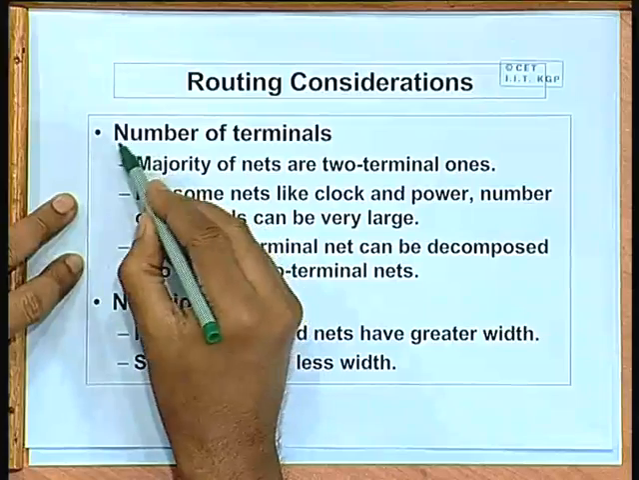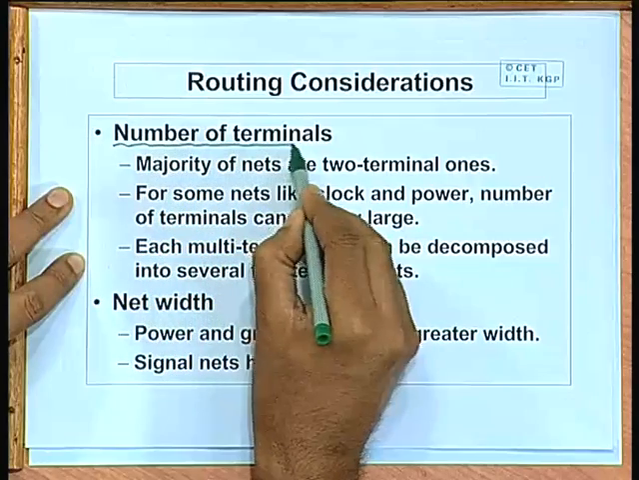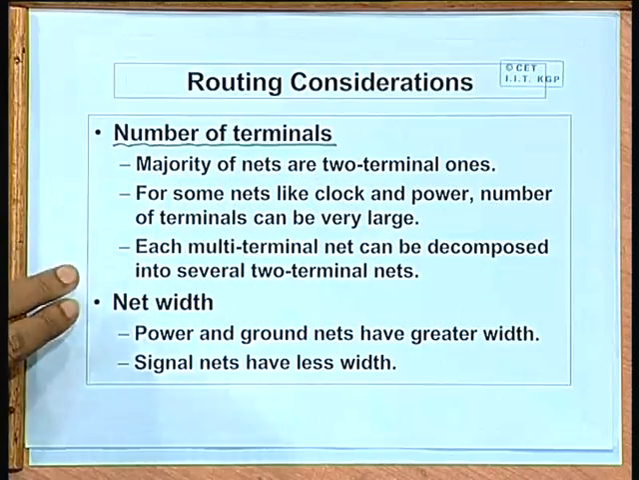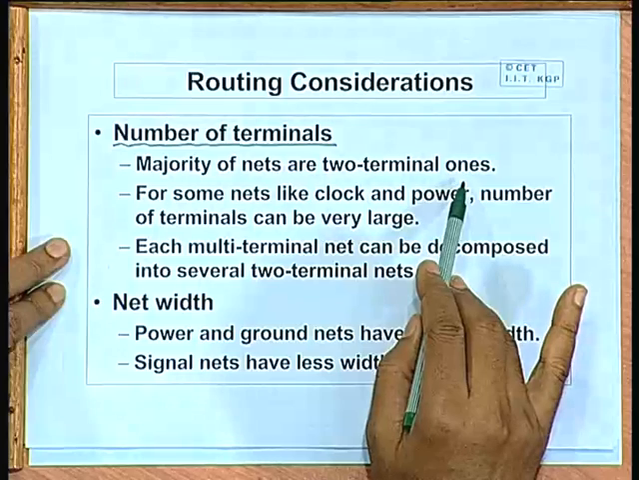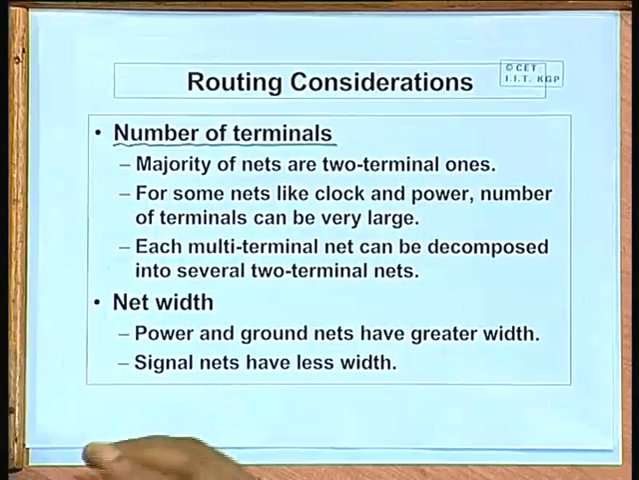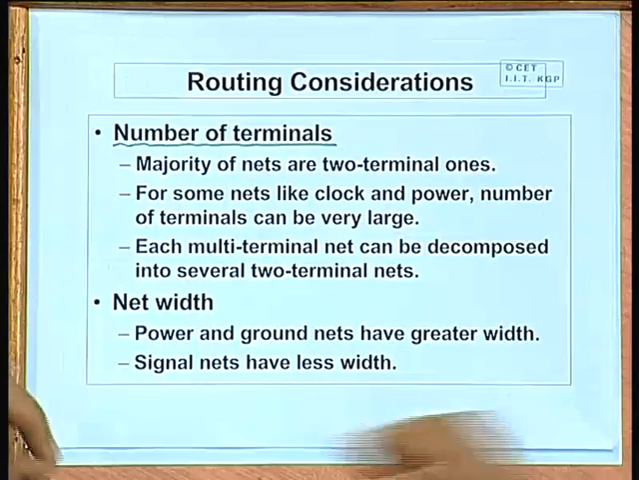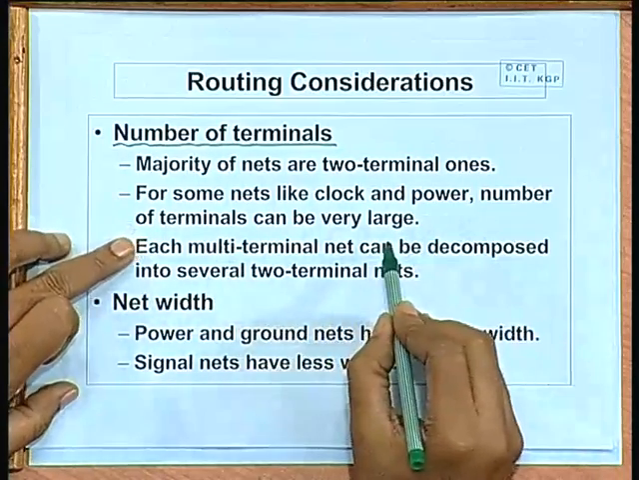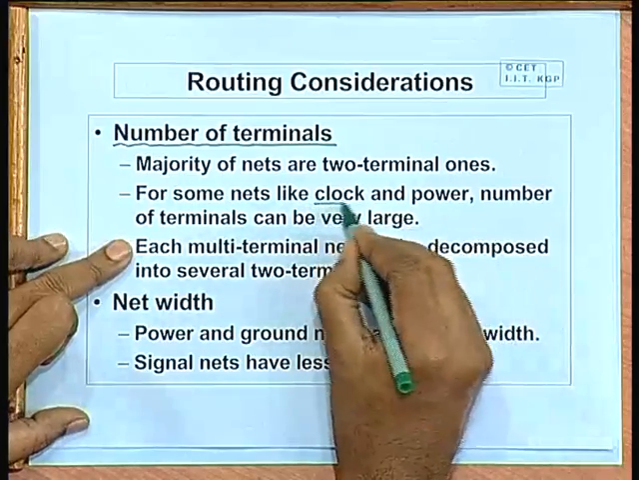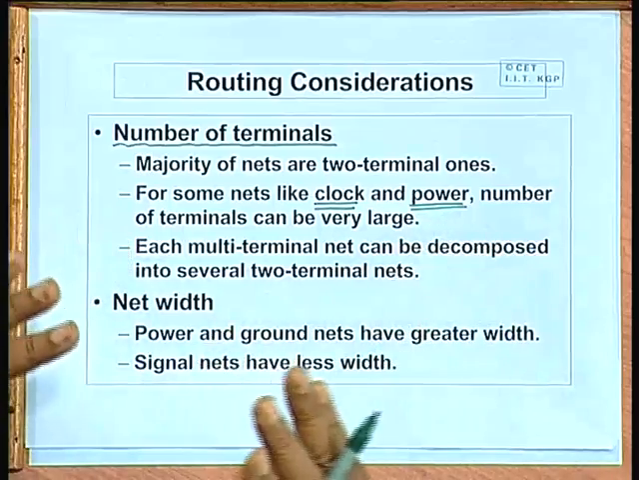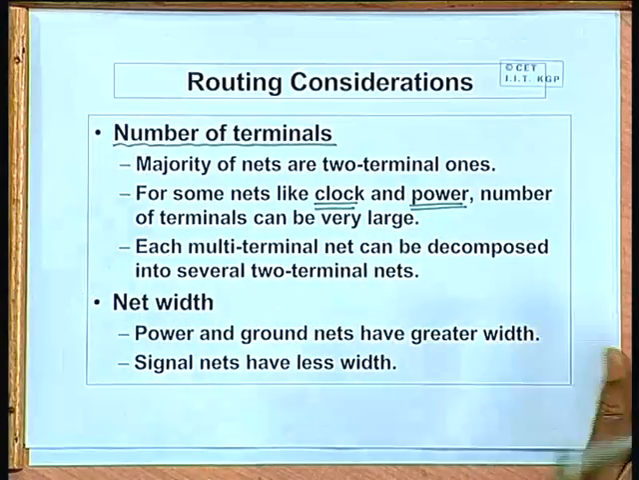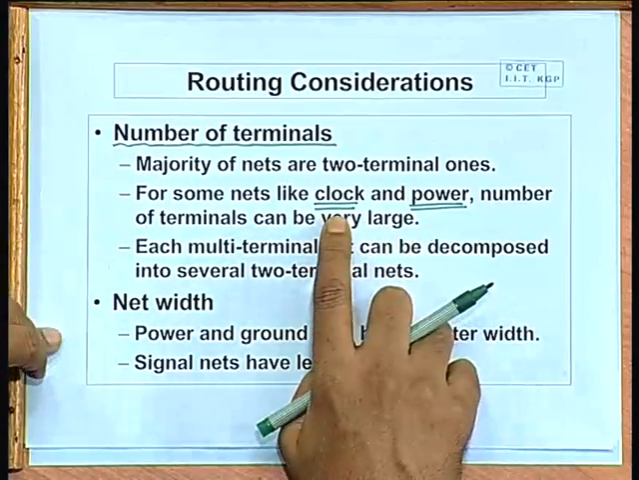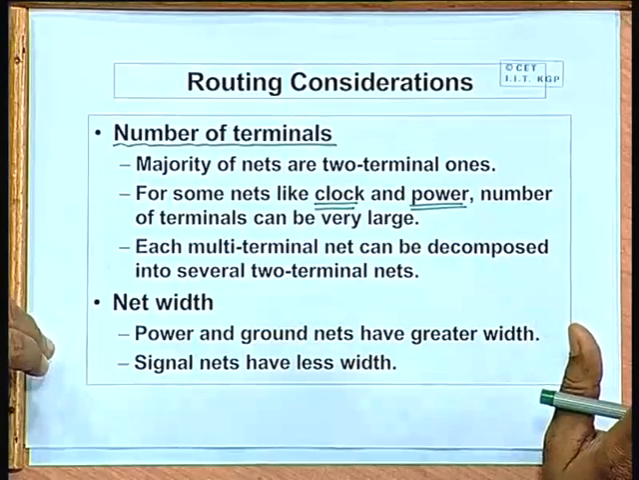When we talk about routing, there are a number of different things we need to look at. First, of course, is the number of terminals corresponding to the nets. It is true in general that most of the nets are 2 terminal nets, but of course, there are nets like clock and power, some kind of a signal which is going to many different places, where the number of terminals can be large. Typically, clock and power nets, due to their very high cardinality with respect to the number of terminals, are handled in a different way. So, whatever algorithms we are discussing now, they do not apply to clock and power routing, they will be handled differently.